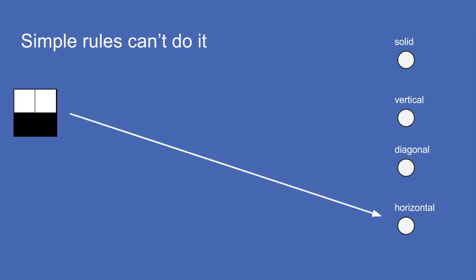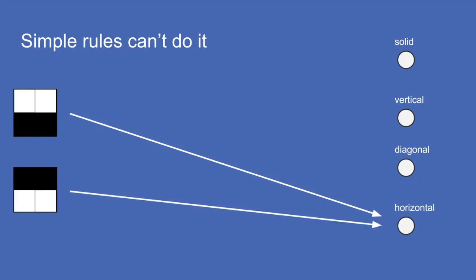This is tricky because you can't do this with simple rules about the brightness of the pixels. Both of these are horizontal lines, but if you tried to make a rule about which pixel was bright and which was dark, you wouldn't be able to do it.